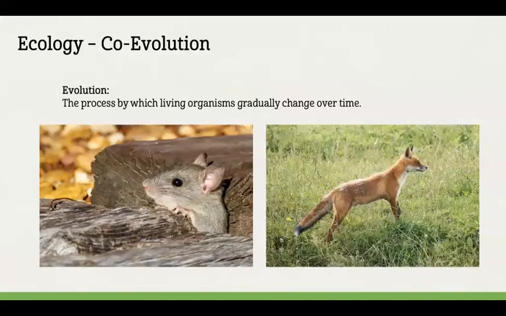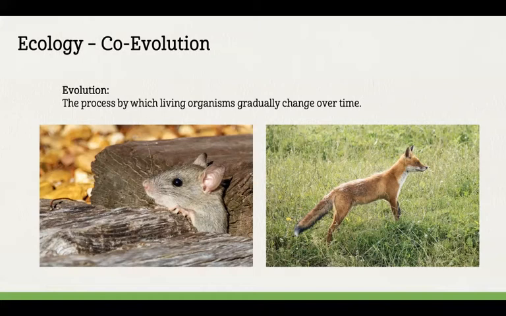So looking at how some of these specialized relationships developed is the process of coevolution. Evolution is the process by which living organisms gradually change over time. If you have a group of organisms, in each generation, there's going to be a variety of individuals. Not every individual is exactly alike. Some of them may be better able to survive.